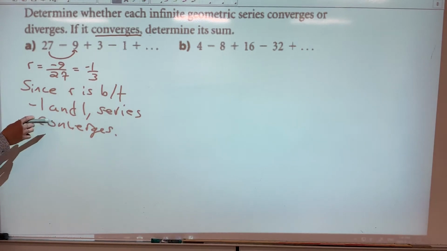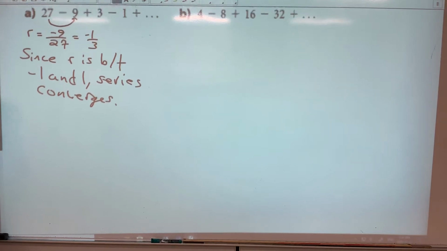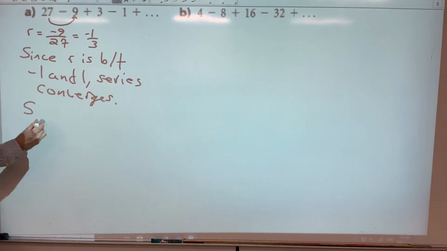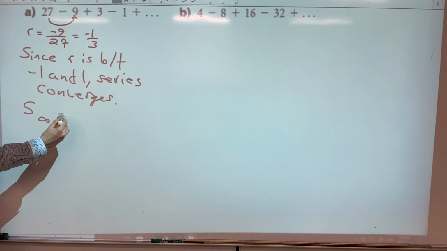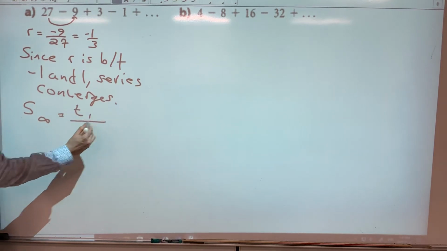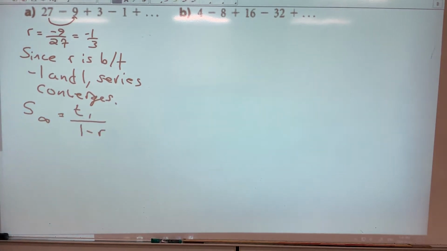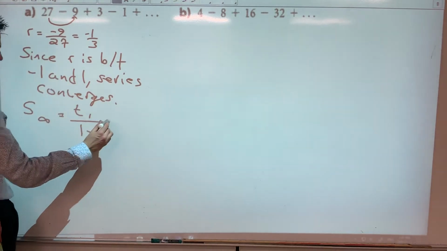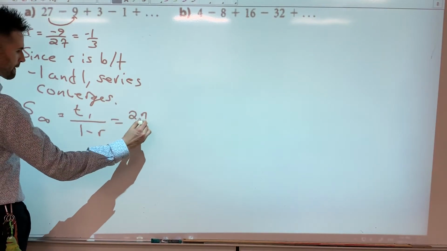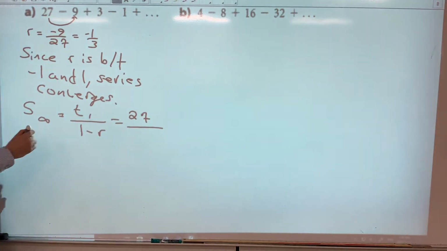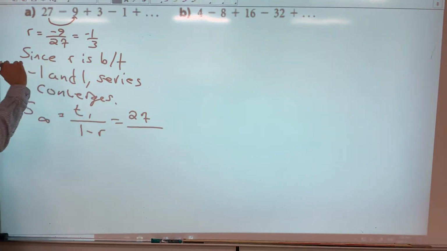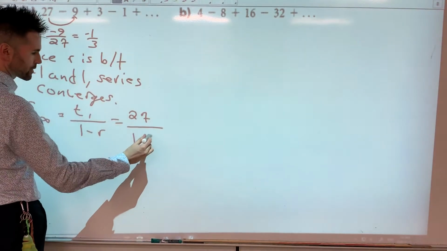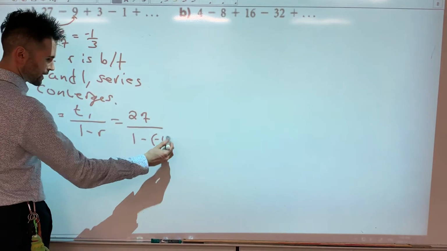And if it converges, then we can find the infinite sum. So I'm going to write my formula. So there's the infinite sum. It's term 1 over 1 minus r. And I'll pop my numbers in there and I'll get a sum. So term 1 is 27. Now be careful in the denominator. R is negative a third, right? So we go 1 subtract negative a third.